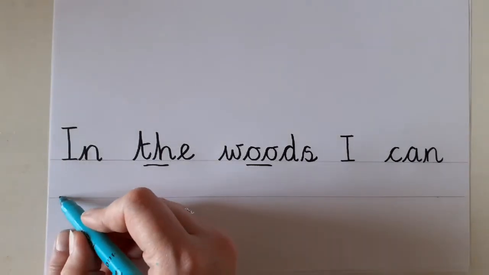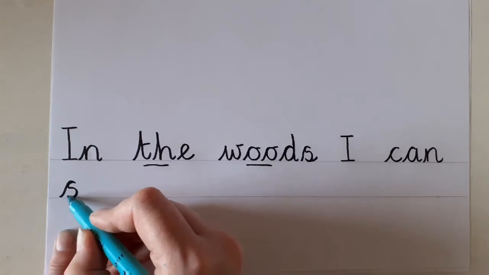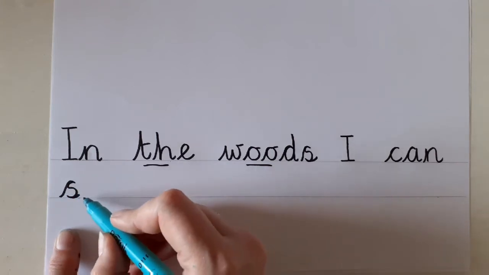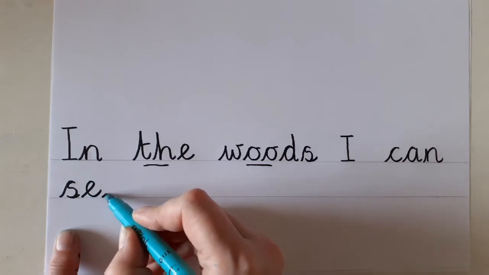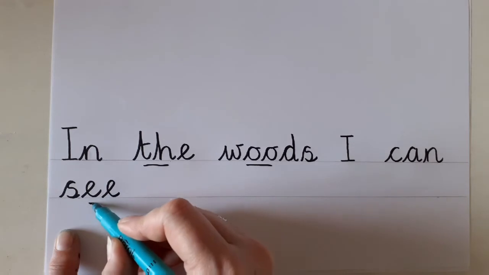Starts with an s. Now we're going to make the sound ee, and to do that, we need an e and an e together. In the woods, I can see.